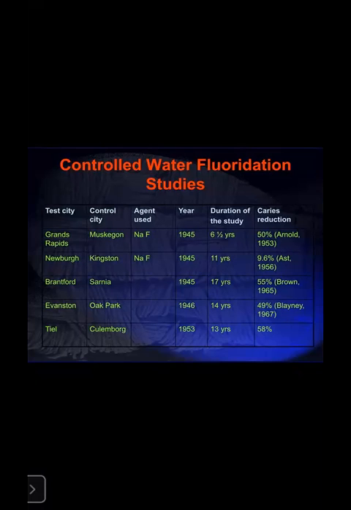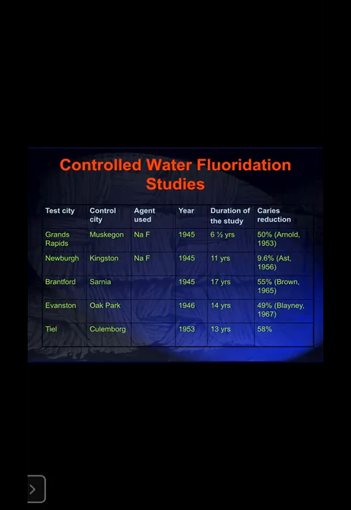So this clearly says that water fluoridation will reduce the incidence of dental caries, which is the most widely seen disease worldwide. Now the second study, the Newburgh-Kingston study, also proved the same thing, but the duration was 11 years. In the Brantford-Sarnia study, a 55% reduction was seen in dental caries after 17 years. In the Evanston-Oak Park study, after 14 years, there was a 49% reduction in caries. Now you see the duration: they started in 1945 and completed their studies in 1965.